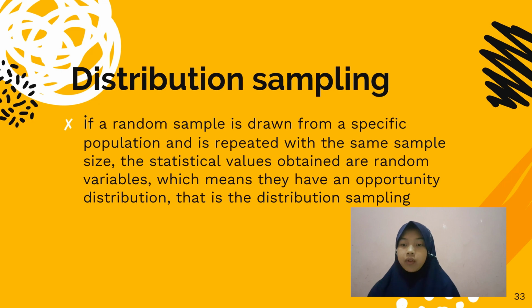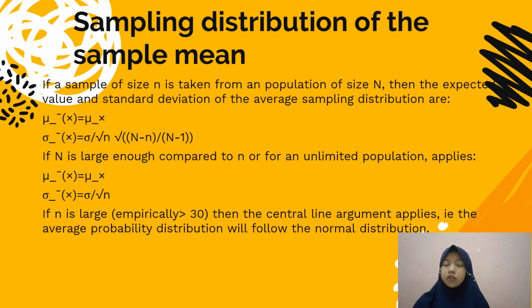Sampling distribution. If a random sample is drawn from a specific population and is repeated with the same sample size, the statistical values obtained are random variables, which means they have a probability distribution, that is the sampling distribution. Next is sampling distribution of the sample mean. If a sample of size n is taken from a population of size N, then the expected value and standard deviation of the average sampling distribution are equal to population standard deviation divided by square root of n, and then multiplied by square root of N minus n divided by N minus 1.